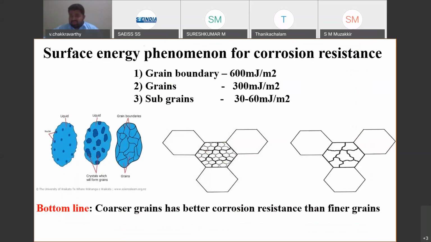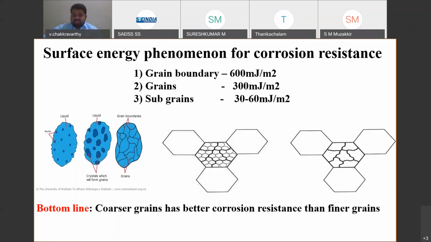Corrosion is a surface energy phenomenon. Wherever the surface energy is very high, those areas are easily exposed to corrosion. For example, as I told you earlier, the grain boundary has the highest surface energy, around 600 millijoules per meter square. So the outer grain boundary will get corroded first. We should know the underlying scientific fact: why is the grain boundary corroded, and why not the grains or subgrains? Because the grain boundary has the highest surface energy. So the grain boundary will get corroded first, then grains, then subgrains.